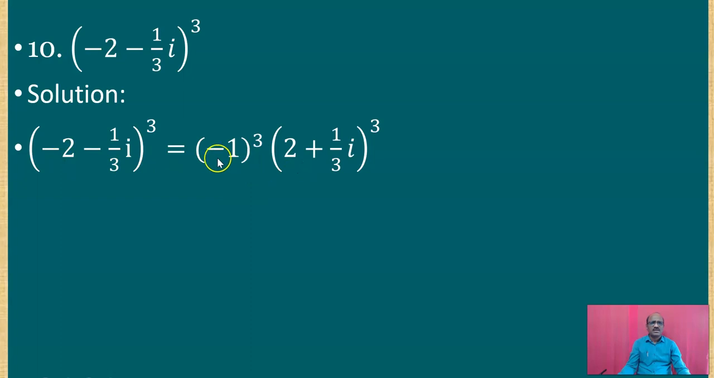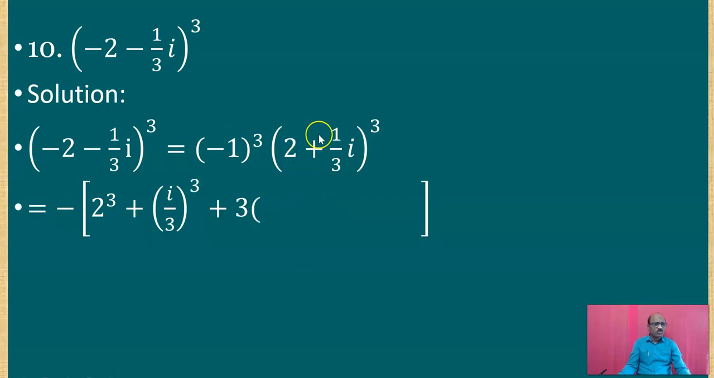Okay. Take the minus sign common from this, then you will get minus 1 and it's a cube. Next is 2 plus 1 by 3i bracket cube. We have taken the minus 1 common from these two terms. But here is a bracket cube and that's why here is a minus 1 cube. Now simplify this. Minus 1 cube means what? Minus 1.